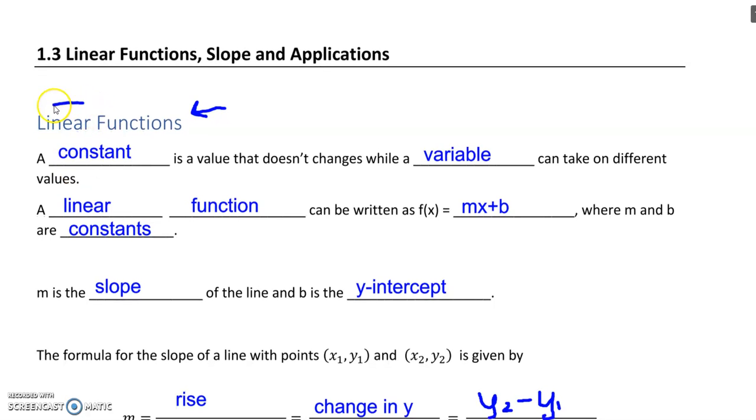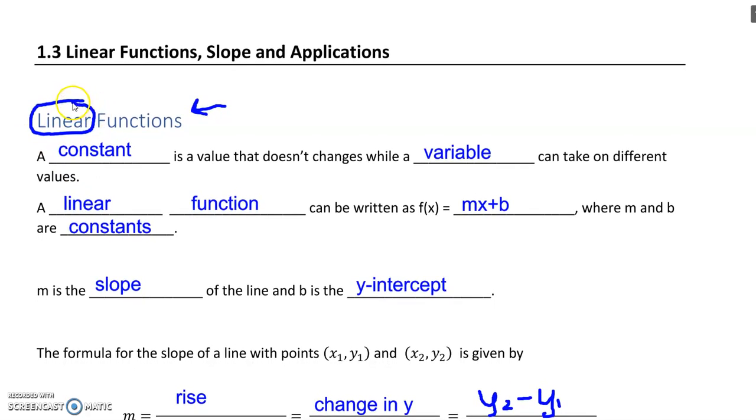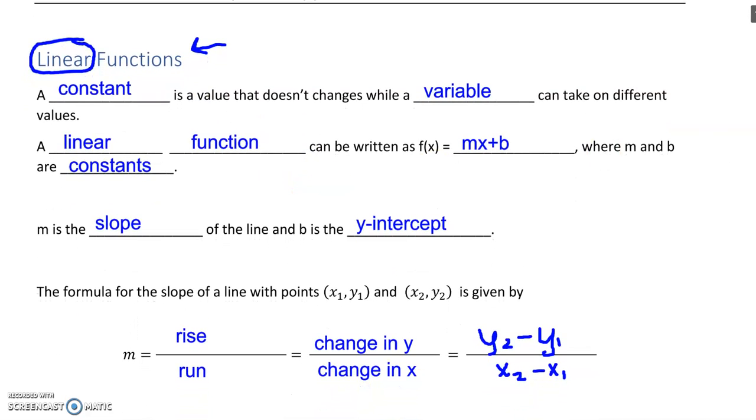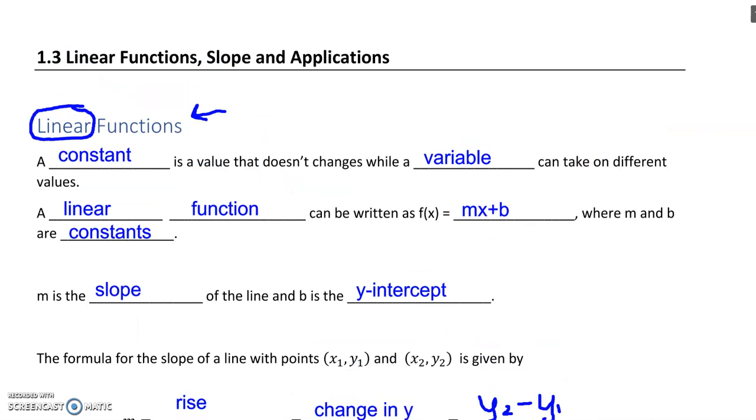Now, in this section, we're going to focus on linear functions. Now, not all functions are lines. They might be curved lines, they might be disconnected, they might be just a set of points. Linear functions are when you have a set of x's and y's that when you connect those ordered pairs, you get a straight line. So that's what we're focusing on in this section: functions that are straight lines.